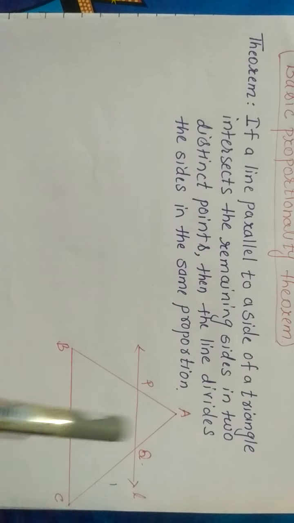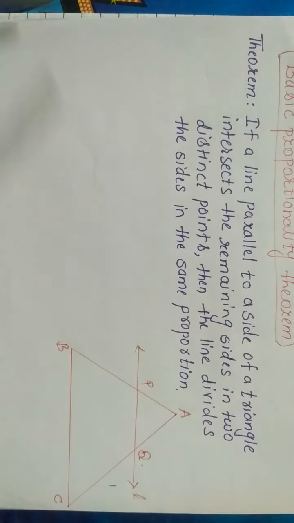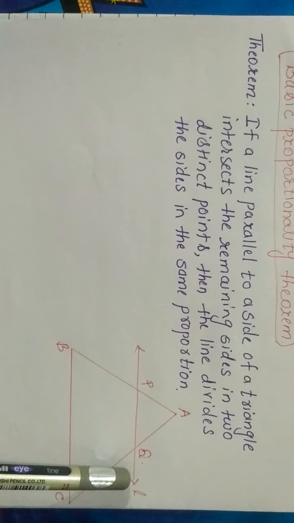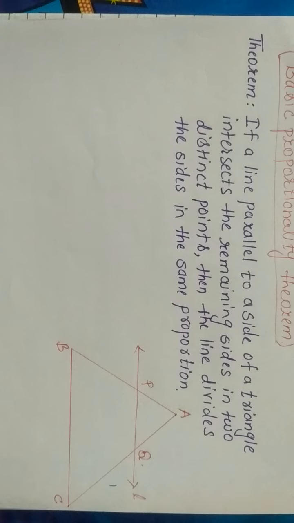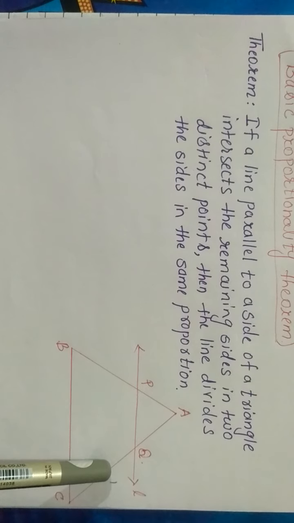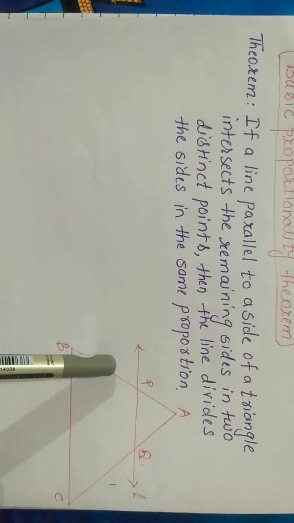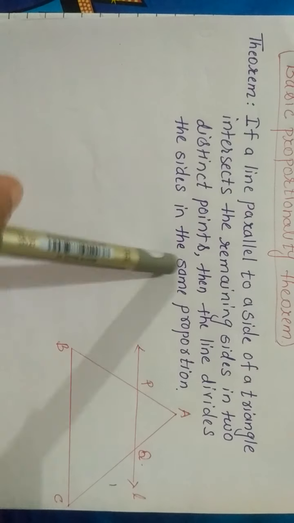then it intersects, meaning it cuts, the remaining two sides of the triangle at distinct points, that is, the intersection points P and Q. Then the line divides the sides in the same proportion. This means we have to prove that this ratio and this ratio are equal, the ratio among these two sections and these two sections. That is what we are going to prove in this theorem.